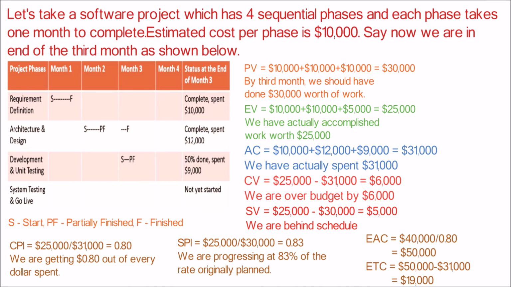Now, we will calculate the estimate at completion, EAC, and estimate to complete, ETC, using BAC, budget at completion, and CPI. EAC is equal to $40,000 divided by 0.80. And the value is $50,000.